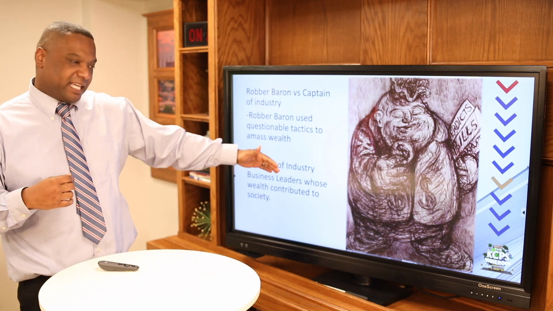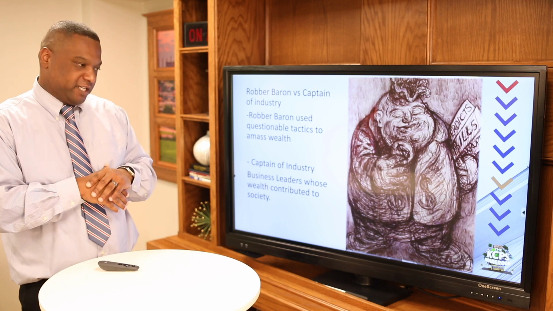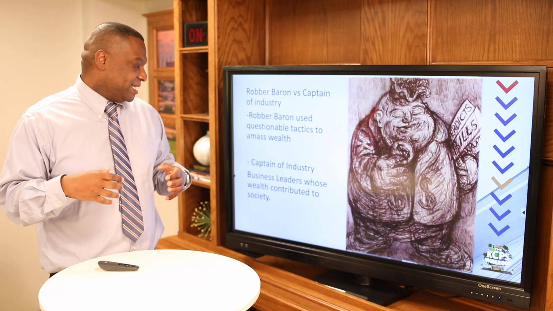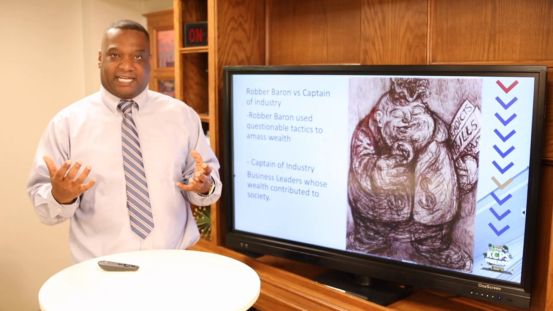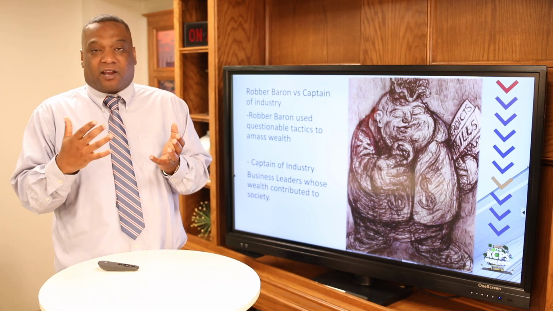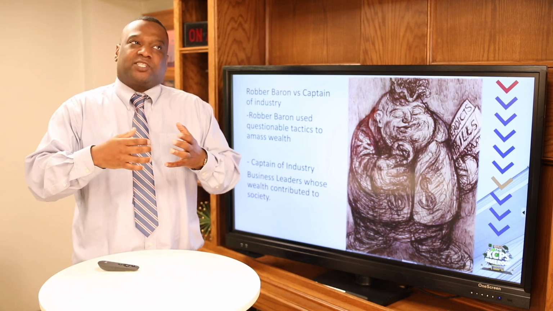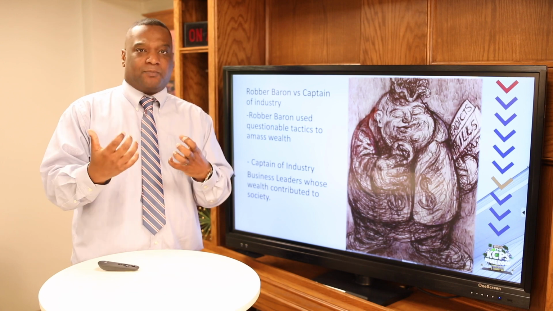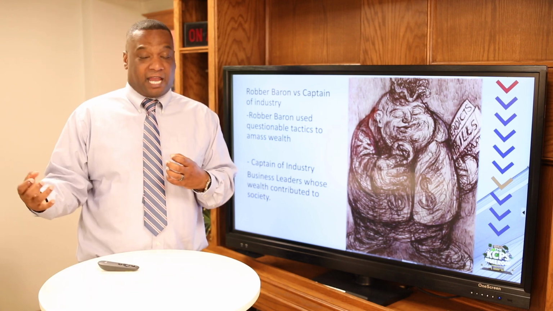Then we're going to talk about Carnegie, right? He was a captain of industry. He was a business leader. Basically, he used his wealth to contribute to society. Some people still debate on Carnegie because of the way he treated some of his workers. We're going to talk about some of the Pullman strikes and all these other strikes that happened during this time frame.